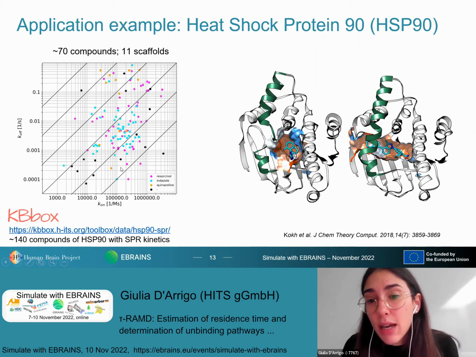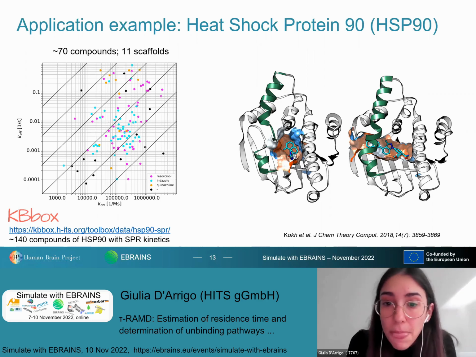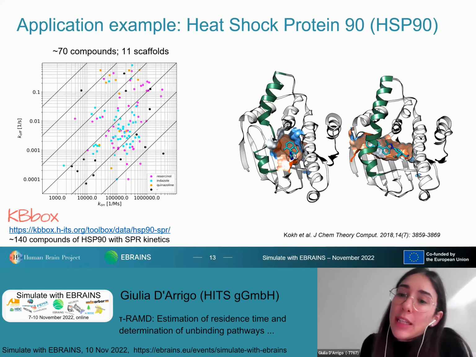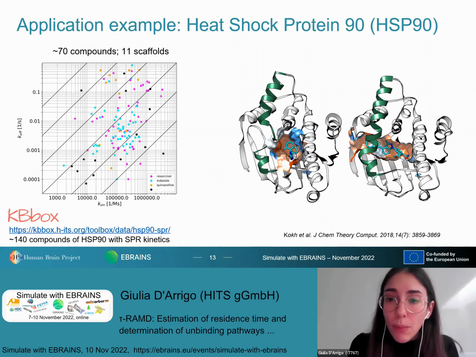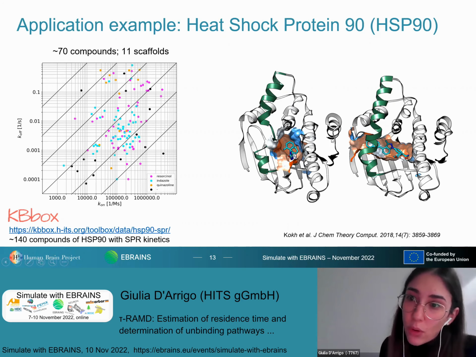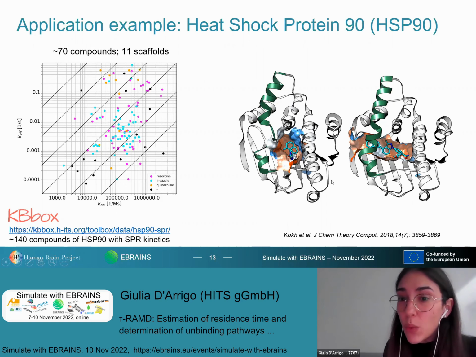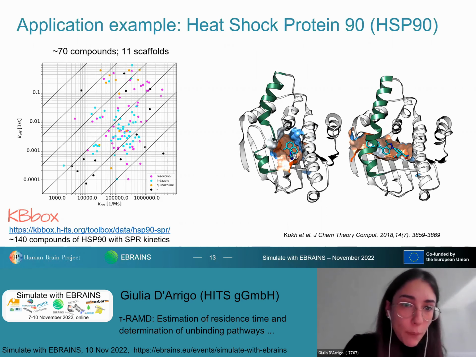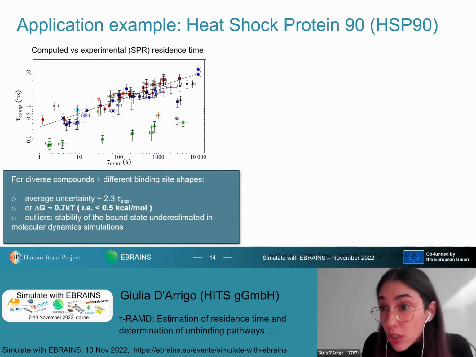So here on the right is just the 3D structure of the N-terminal domain of the HSP90 protein. And what I want to show you here is that the binding site can assume different conformations based on what type of ligand is binding. For small ligands, we have a more loop conformation of this green helix, and for bigger ligands, we have a more helical conformation. And this, in a couple of slides, will play an important role in the definition of the residence time. So I will first start by showing you the estimation of the residence time.